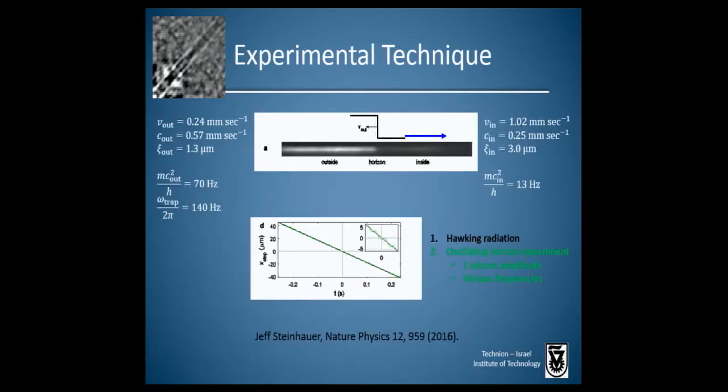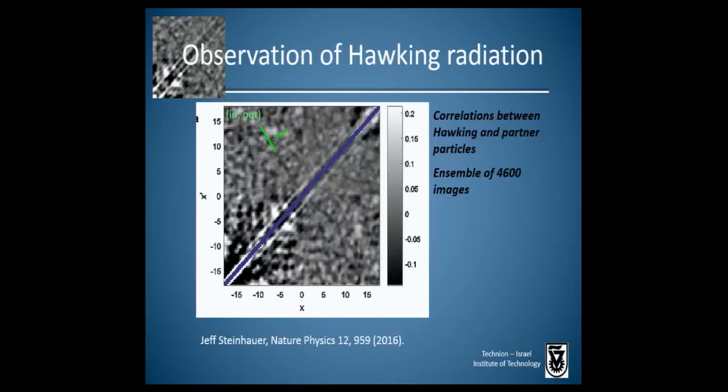So now, let's move on to the main experiment, the Hawking radiation experiment, where we no longer cause the horizon to oscillate. We just move the potential at a constant speed. And we get this correlation function. And so we can see this band starting at the horizon and traveling out. These are the correlations between Hawking and partner particles. So this is the observation of the Hawking radiation. And this correlation function was obtained by an ensemble of 4,600 repetitions of the experiment corresponding to 6 days of continuous measurement.